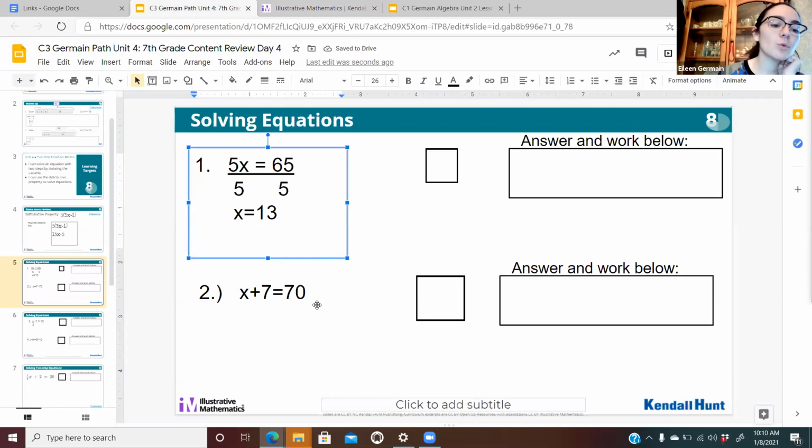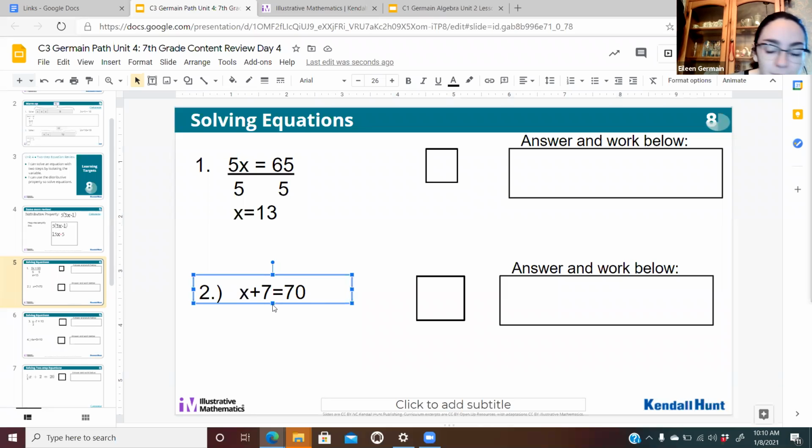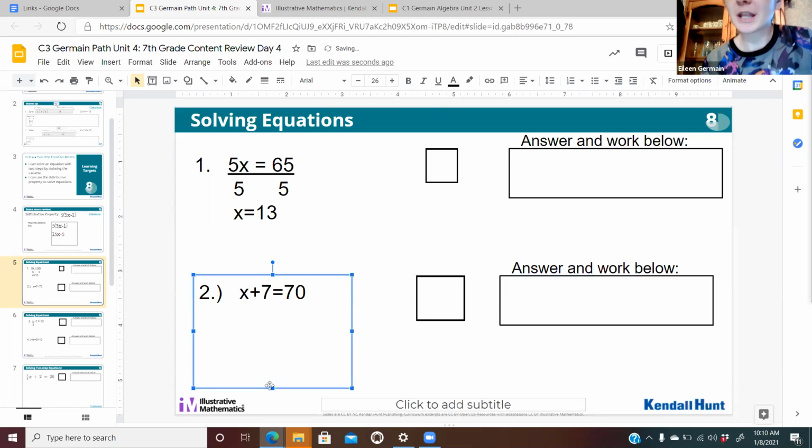Now, I want you to take 1 minute right now to take a look at number 2 and isolate and get the x by itself on number 2. Once you get a final answer, you throw it in the chat.